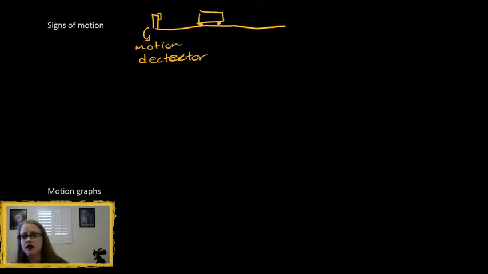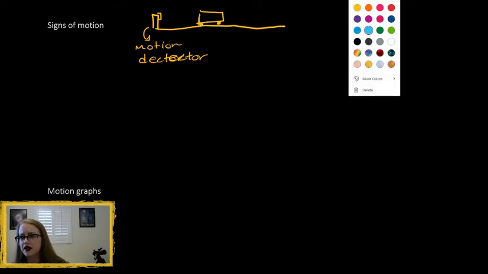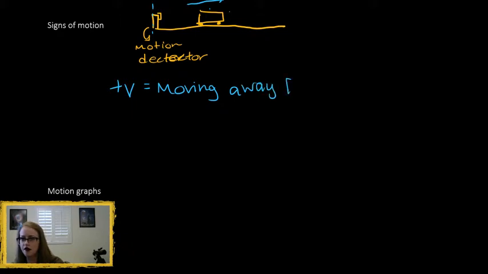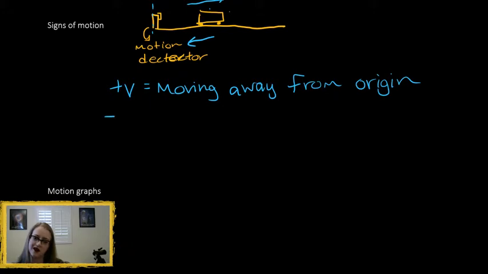So think about the motion detector itself being like our 0 position. If our object is moving away from the motion detector, we call that a positive velocity. We're moving away from our origin point. If our cart was moving back towards the motion detector, we call that a negative velocity.